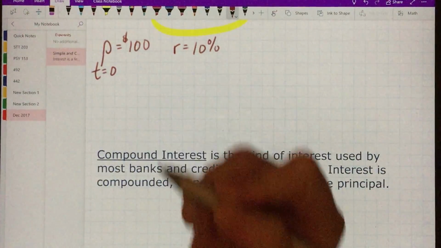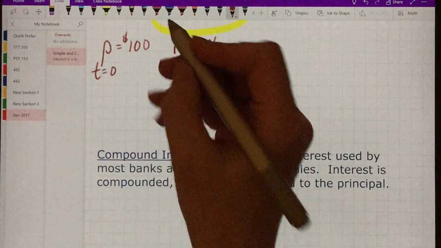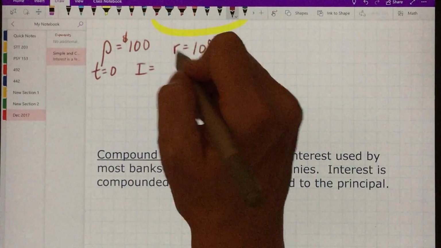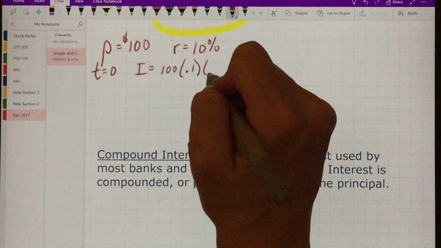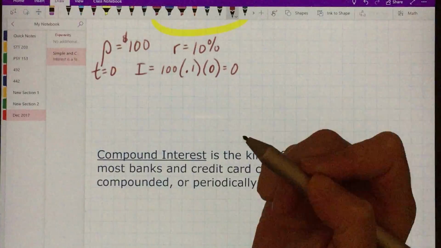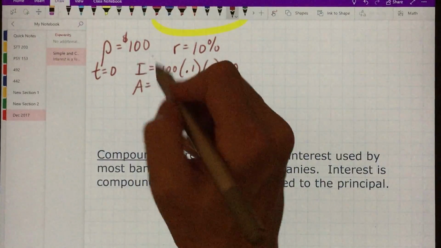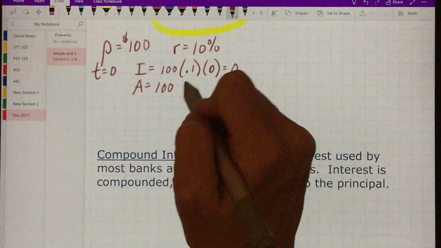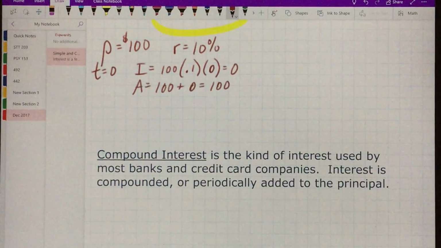When t equals 0, this is the moment I hand you that money and I say, here's $100. The interest rate is 10% a year. And let's say you immediately hand it back to me and you say, no, I don't want to do that. So then the interest is the principal times the rate times the time, which is 0. So your interest here is 0. The amount paid back is going to be 100 because you handed it back to me, plus the interest. So the amount paid back is 100.